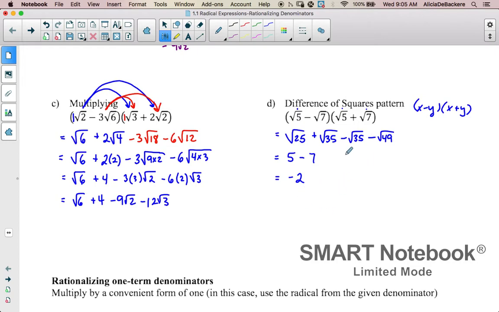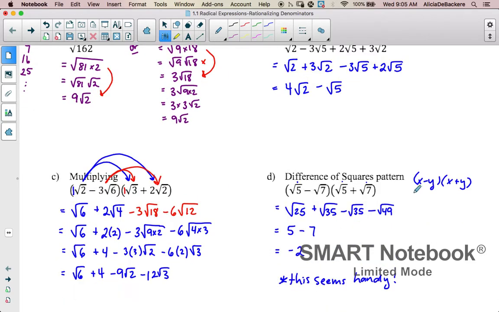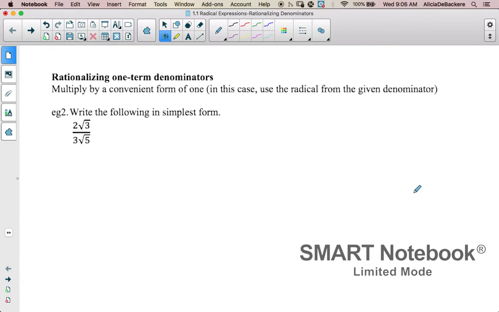And so what we notice here is I started with something that looked rather complicated and I ended up with something really simple. So this is actually a super handy little trick that we're going to use later on. That difference of squares pattern. All right, so that's the end of our grade 11 review. Now we're going to take a look at some advanced functions review.